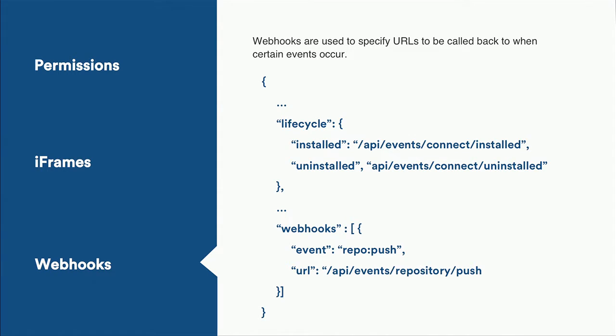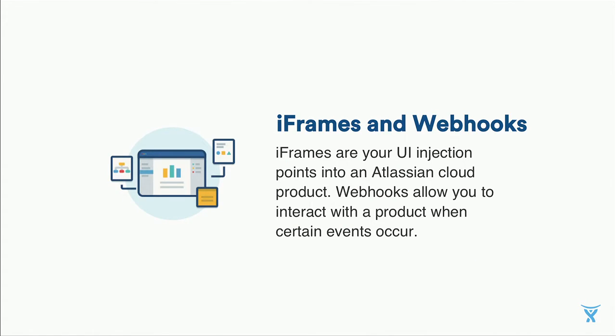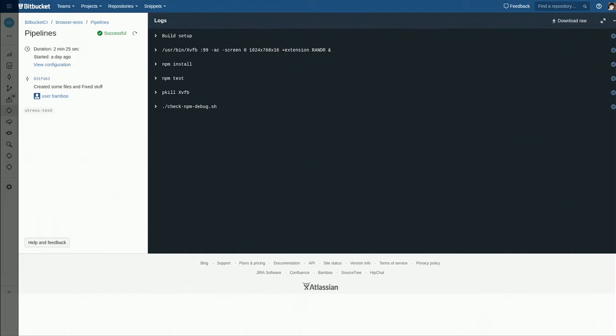The installation one is also of particular importance, as this is where the handshake occurs that gives you a shared secret that you can use to generate JSON Web Tokens. So now that we've seen how with a few small lines of JSON, we can specify the entire configuration of the integration, let's dig a little deeper into the 2 main integration points that Connect provides to you as a developer, which are iframes and webhooks.